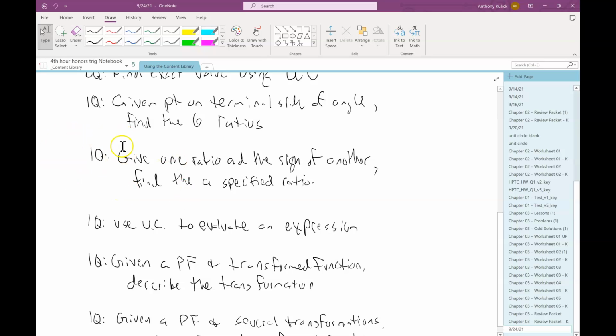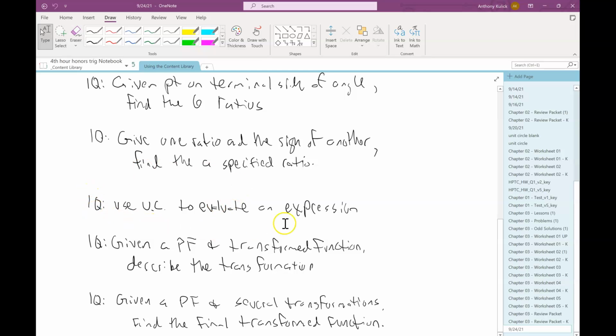You'll have one question where I give you one of the ratios and the sign of another and ask you to find a third, one of the other 4 remaining ratios. Like we did a bunch of questions like this in the homework and on the worksheets. You should be able to use the unit circle to evaluate an expression. So I think we had some questions like this on the review where it'd be like, sine of 210 times cosine of 45 plus tangent of 330, something like that.